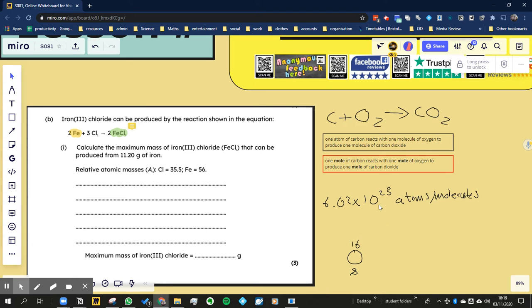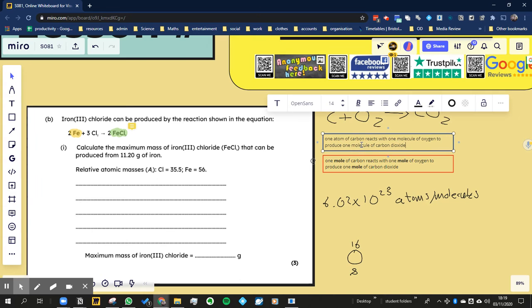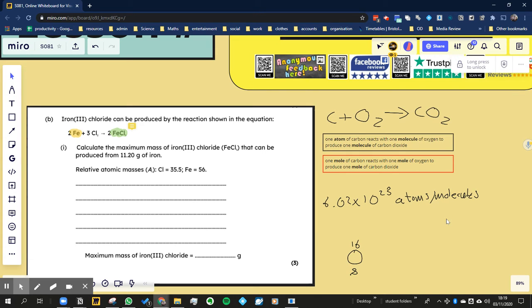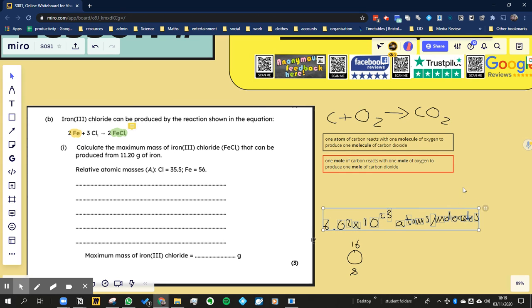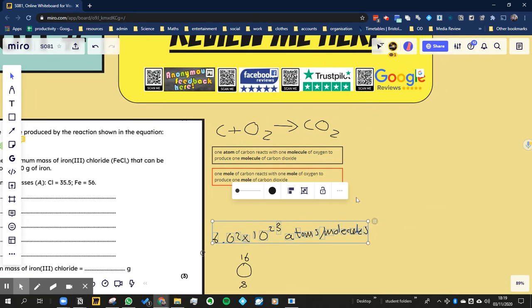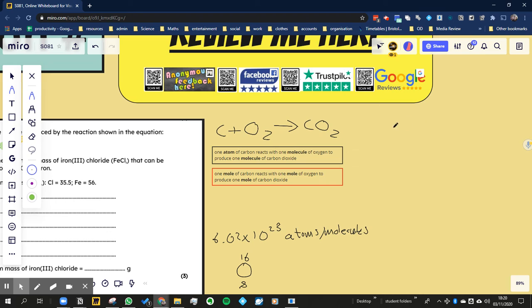Okay, so let's just make these bold as well. So we need to understand why that is the case. Well, let's say that, for example, let's put some numbers down here. We'll make a little table: carbon, O2, and CO2.